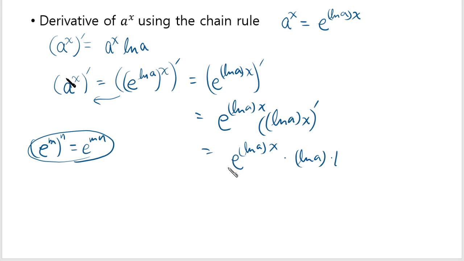Now let's see, what was this? We argued that this is the same thing as a to the x, right? So you get a to the x times ln of a times 1. It doesn't do anything, so there you have it. That's how you get this formula.